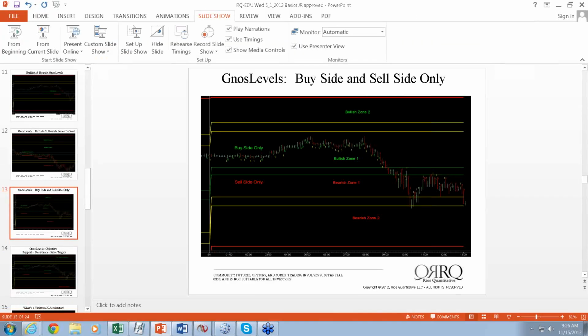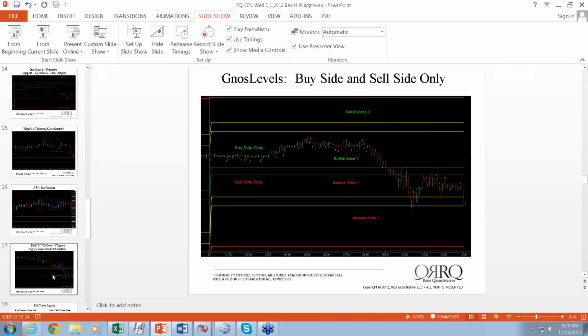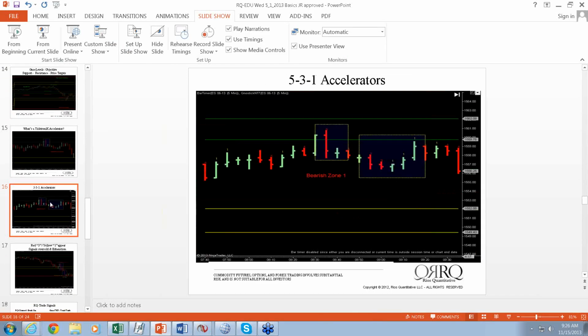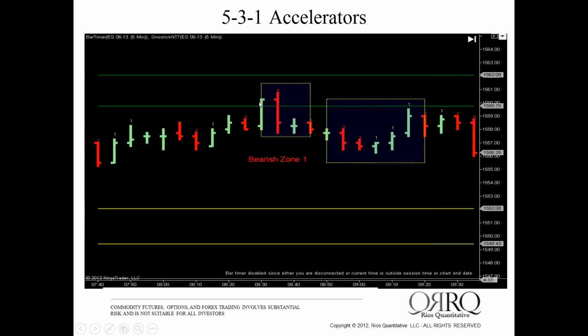And now let's go back. Let's go into the 531 accelerator, and then we're going to my screen. The 5, 3, and 1, as I mentioned earlier, are called accelerators. The 5 is the highest quality.